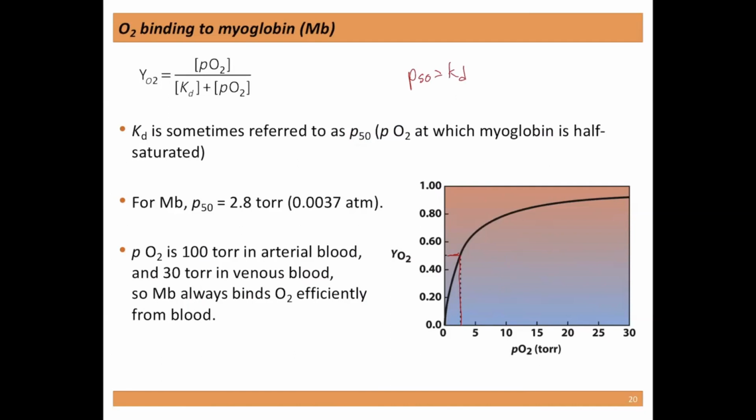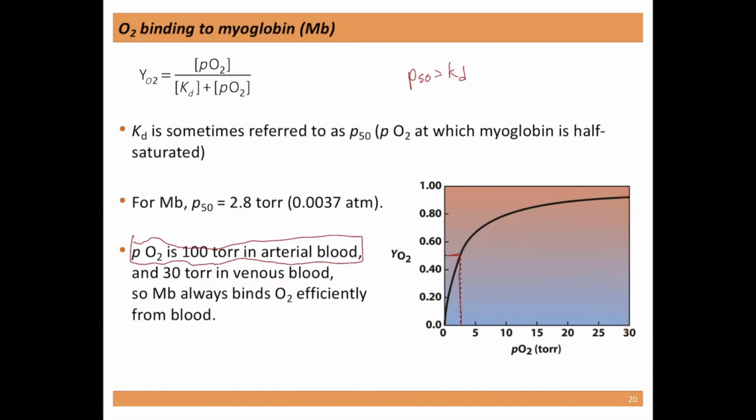So if we look, the pressure of oxygen in arterial blood, so essentially right when you're coming out of the lungs, is about 100 torr. In venous blood, after you've gone through and you've delivered, is about 30 torr. Now, to be half saturated, I need to get myoglobin down to 2.8. So really what we're looking at is at 30 torr, even in our body at the lowest pressure that we get, myoglobin is mostly saturated with oxygen.